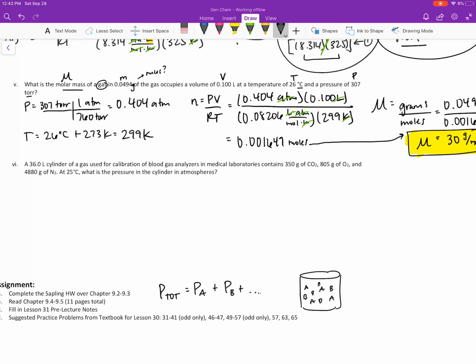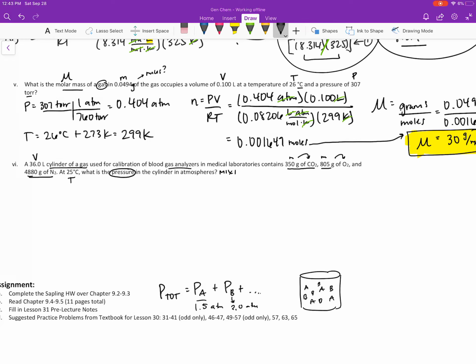Okay. In its most complex form, it's going to look like the problem we have here. Okay. Sometimes you're just given this is 1 atmosphere, this is 2 atmospheres, and then you just add them together. However, in this case, we're told that we have a volume of a cylinder of gas, and we know that it's a mixture because it's going to give us some further information, which is that we have 350 grams of carbon dioxide and 805 grams of oxygen and 4,880 grams of nitrogen. We're given a temperature, and we're asked what the total pressure is of the mixture.